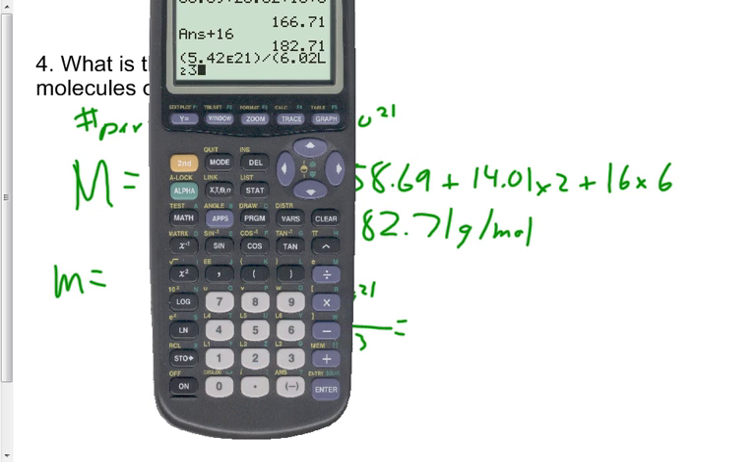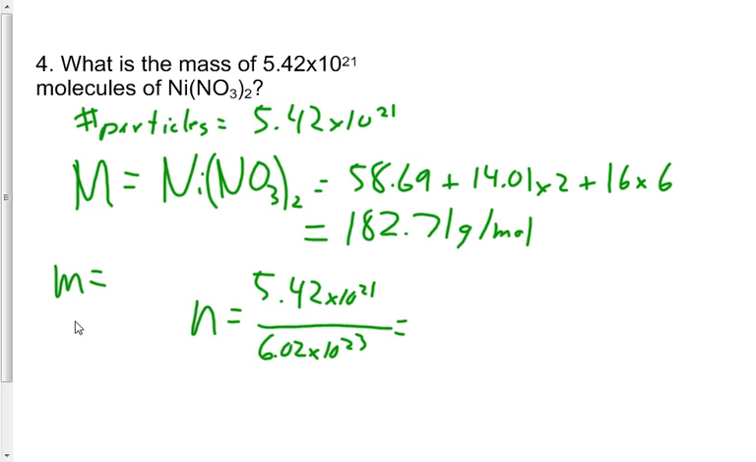All right, so we get 0.009 moles. So a very small number of moles. In fact, it's less than 1/100th of a mole. It's only 9 thousandths. Okay, so a very, very small amount of moles.